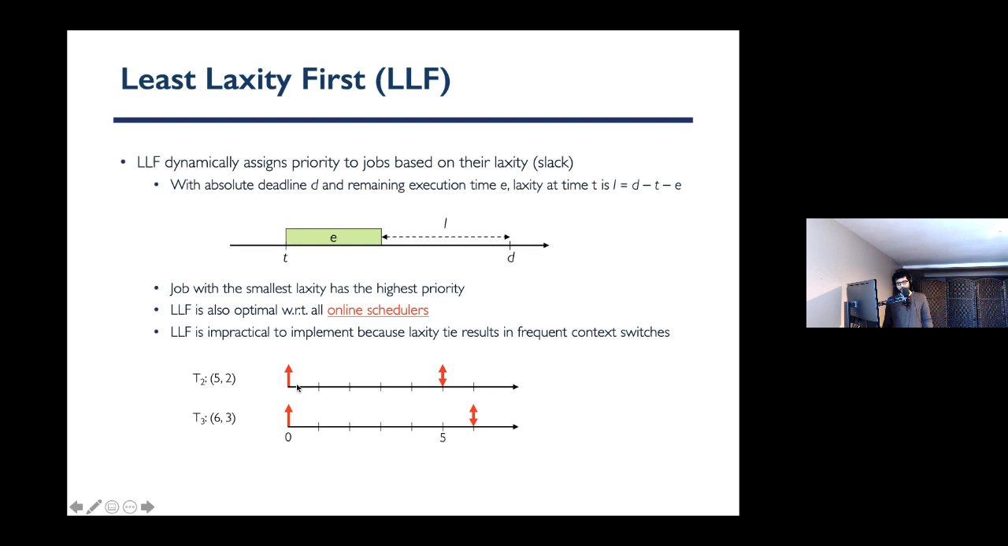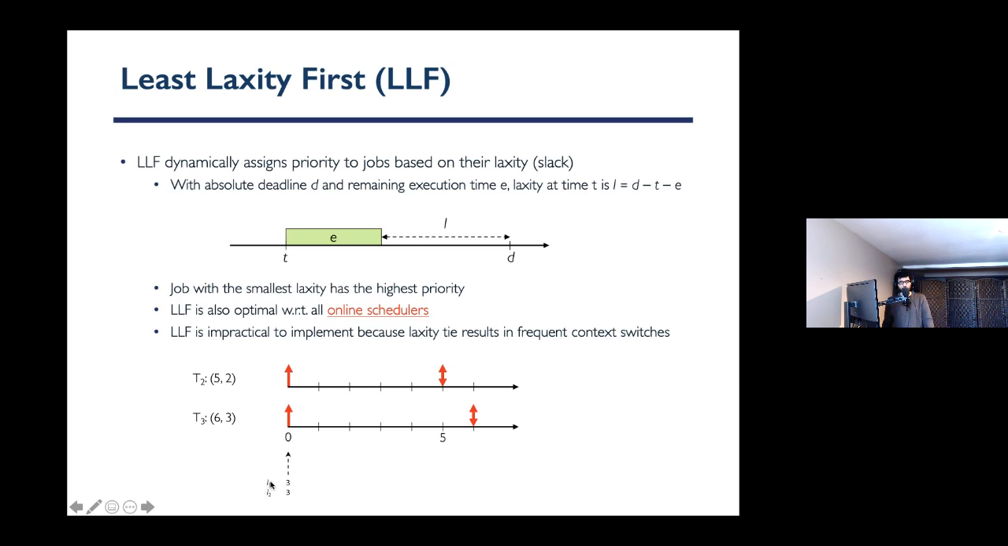If you look at the slack of T2 is 3. A slack of T3 is also 3. So both of them have the same slack. So what do we do? Maybe we just randomly pick one of them.